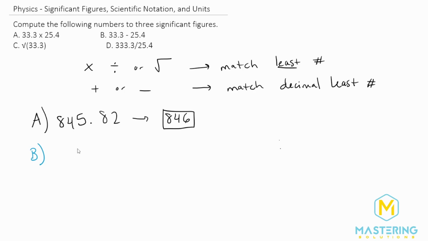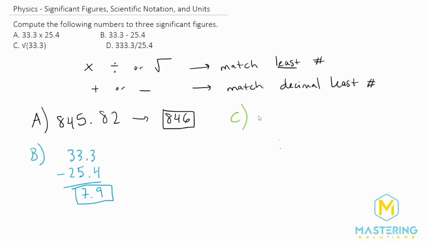Now for B, we're going to have 33.3 and subtract from it 25.4. And when we do that, we get 7.9. And so now here again, we have the same number of significant figures for both of them. So when we match the decimal place, we have already matched. Here we don't need to worry about which one has the least number of significant figures because they're both the same. So for this one, we'll just have the two significant figures, which will give us 7.9.